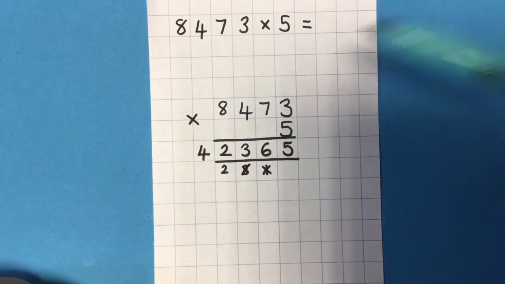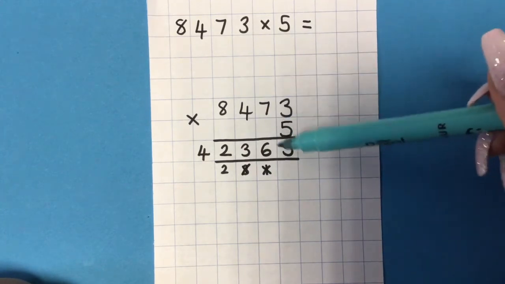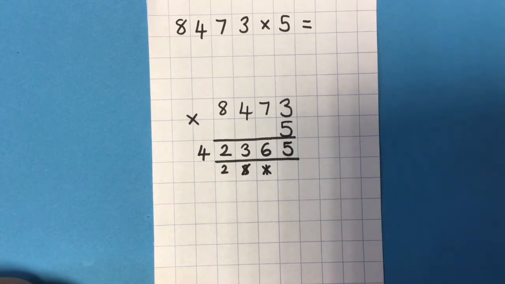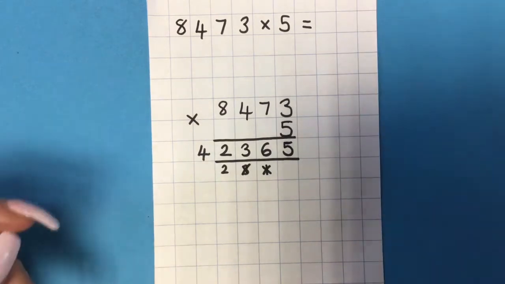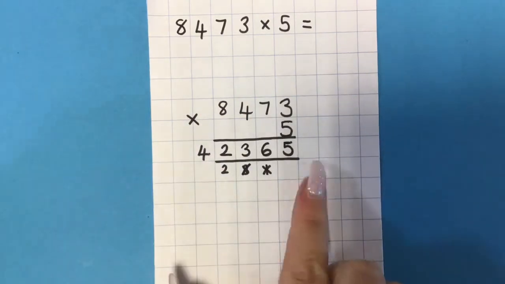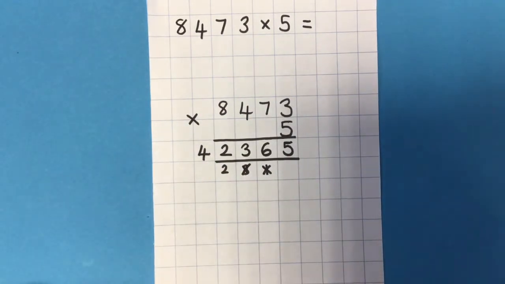And you can go through and you can check that really carefully. However, we need to make sure that when we are checking, that we're checking our times tables really carefully, because if we get one of our times tables wrong, then the whole answer is going to be wrong. So we just need to check it as we go through. Okay, so let's have a go at a different question.